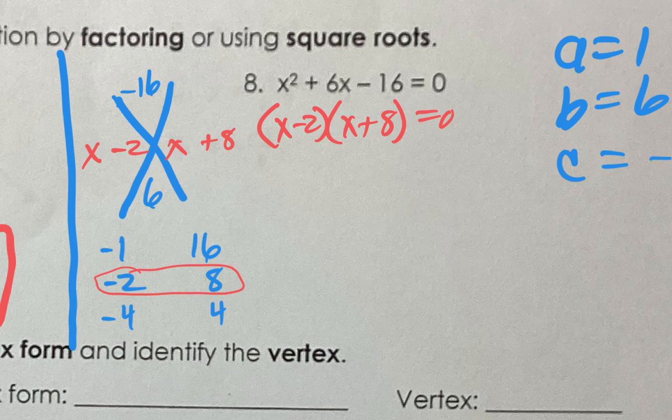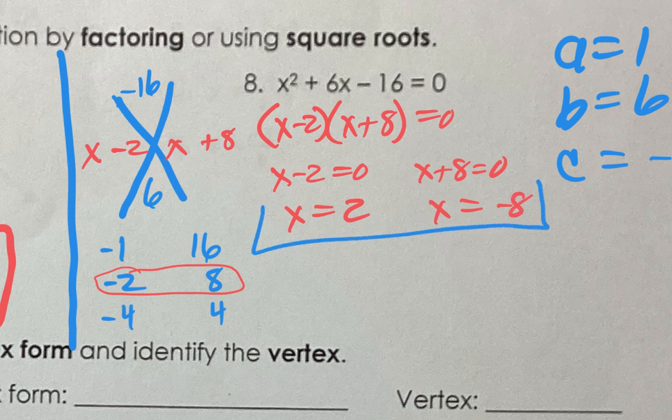Because that's equal to 0, I set each factor to 0. x minus 2 equals 0. x plus 8 equals 0. And I find that x equals 2, x equals negative 8. I'm going to put a box around it. And we're good.